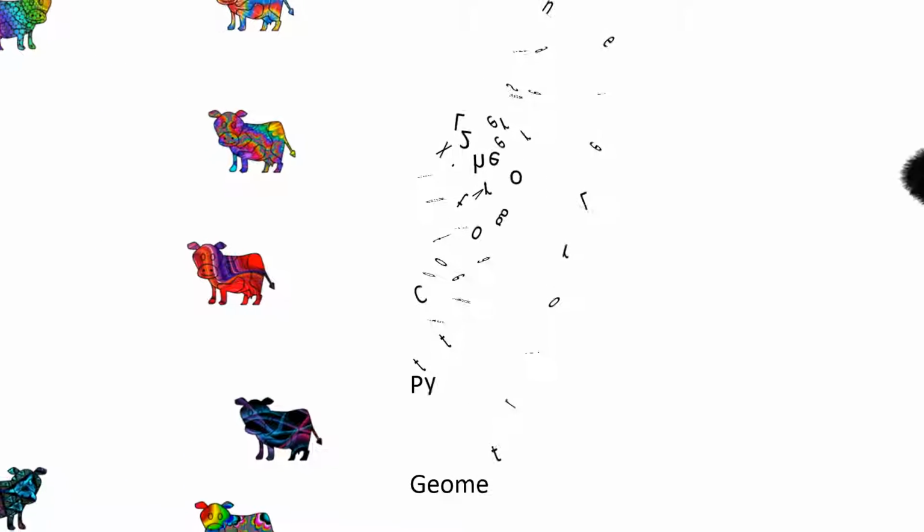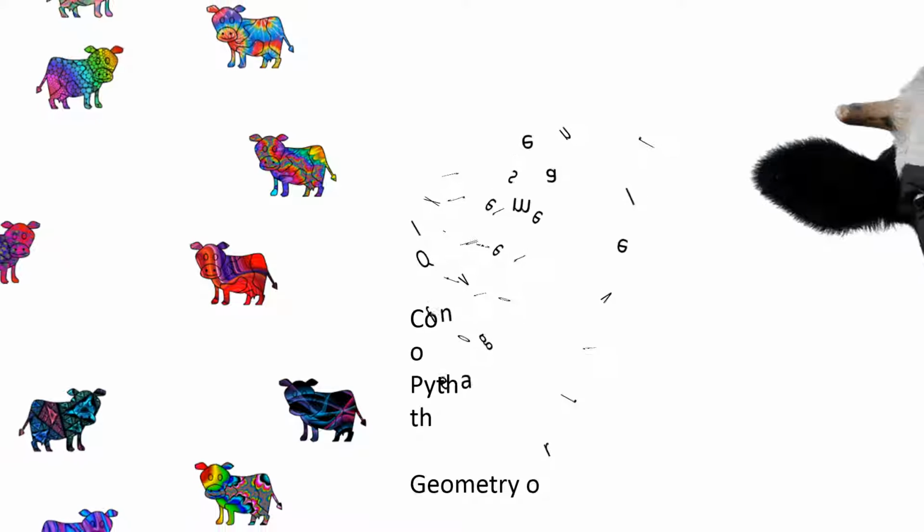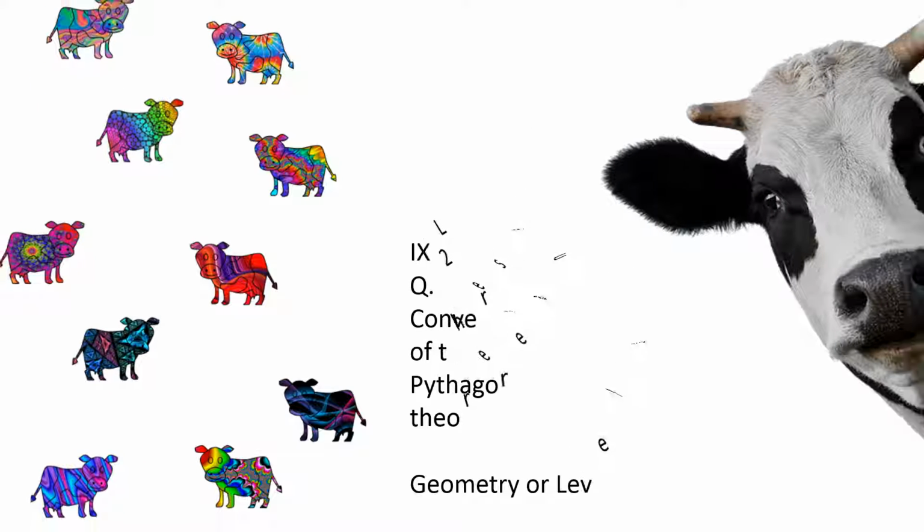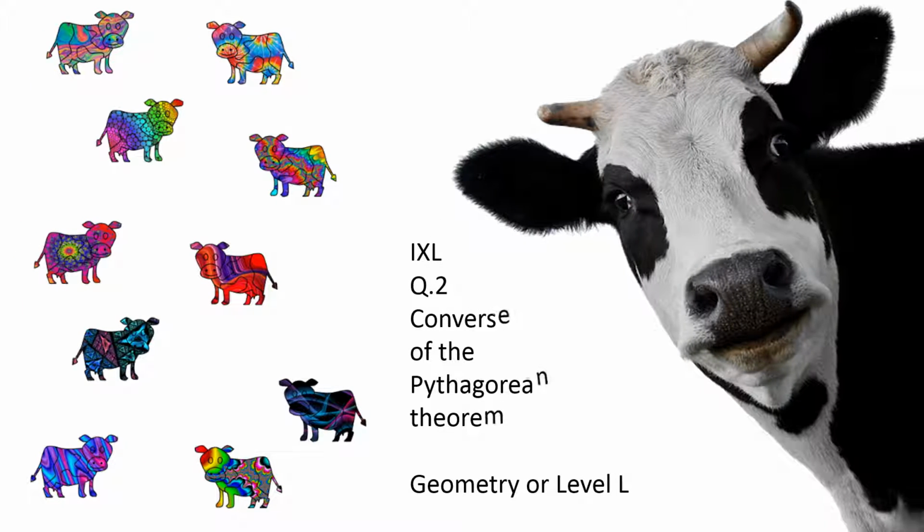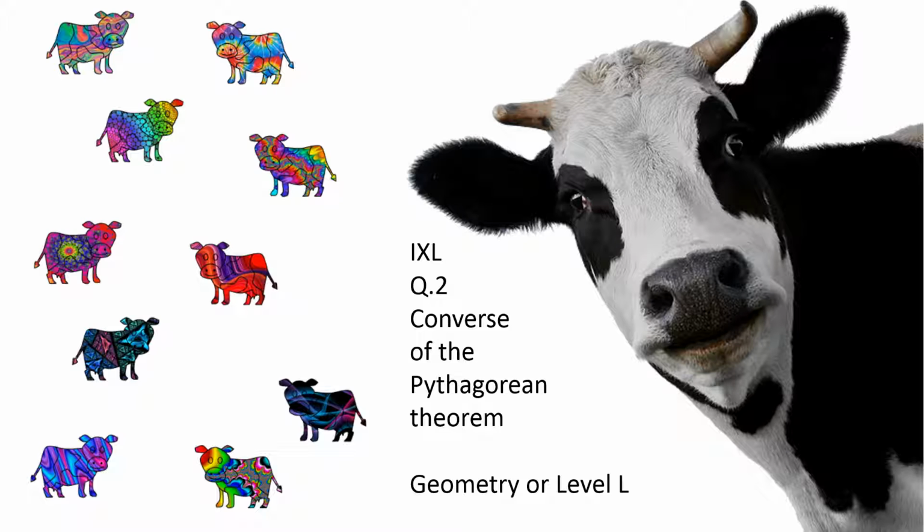It looks like the cows are coming home. So the IXL is Q2, the converse of the Pythagorean theorem. Again, you can look at geometry or level L. The converse of the Pythagorean theorem, of course, is actually reviewing a skill that we looked at previously.